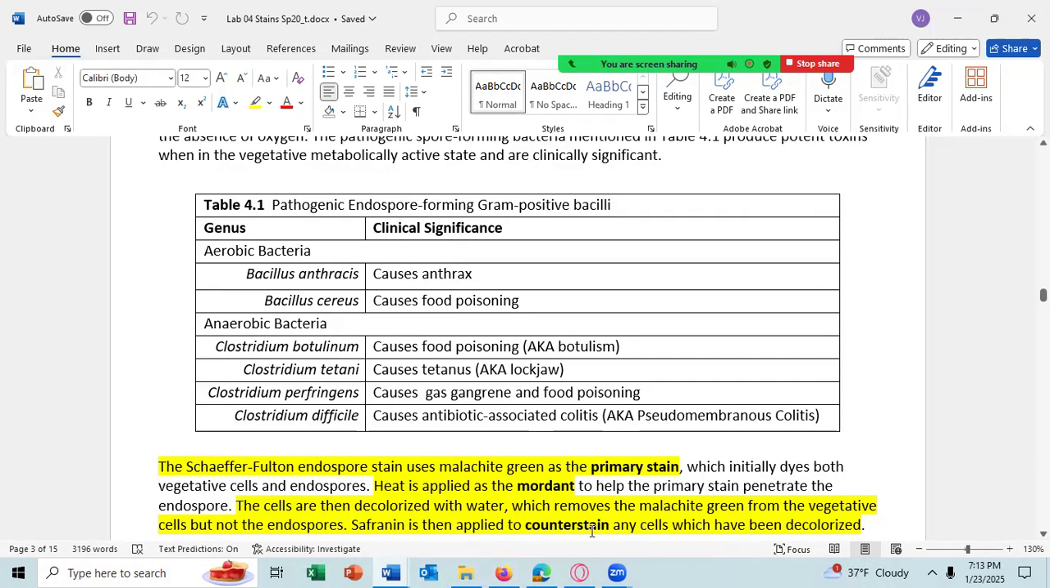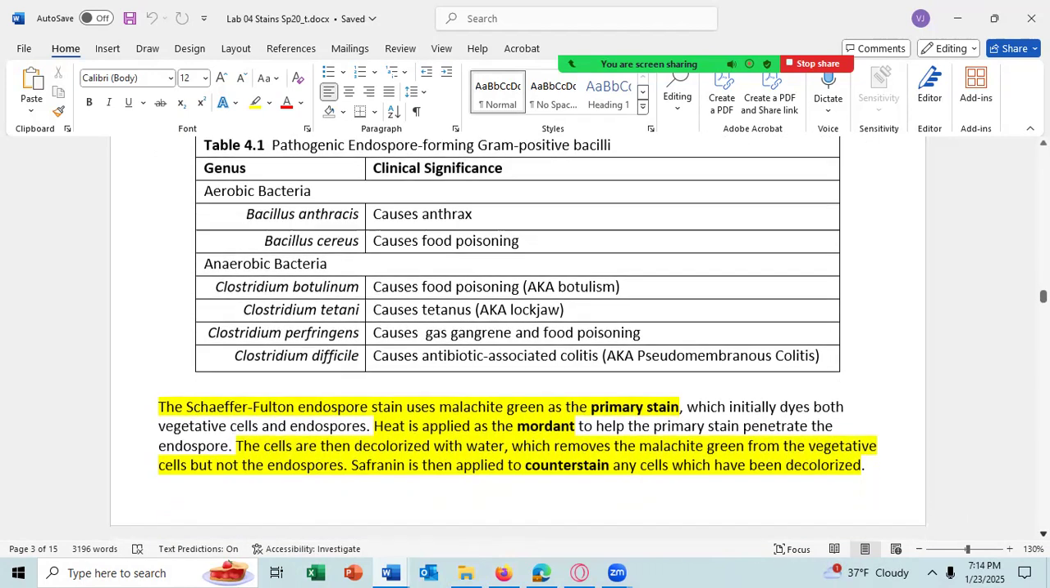Come on, mouse. Having a hard time finding it. There it is.